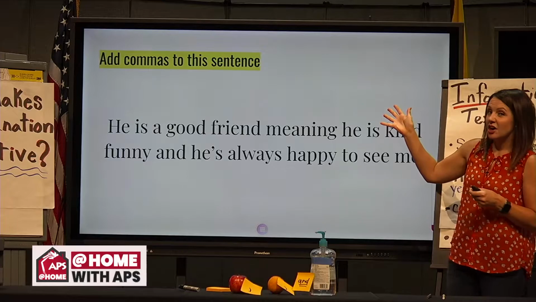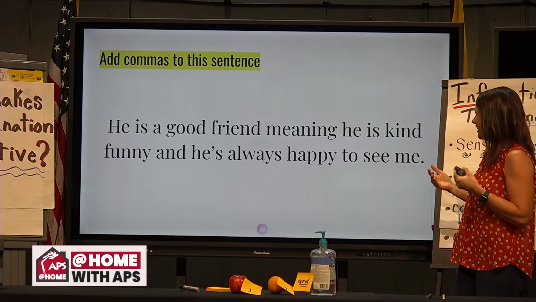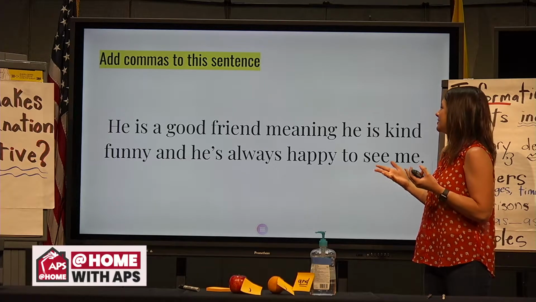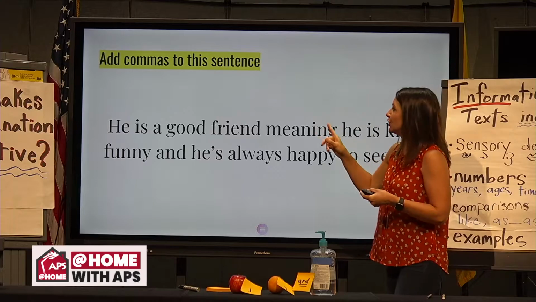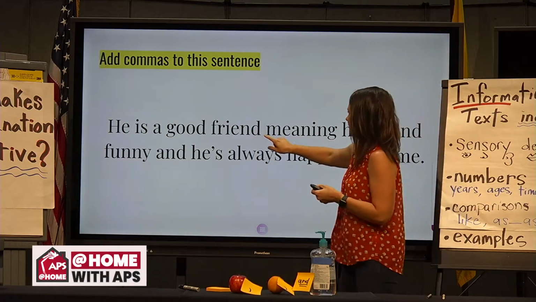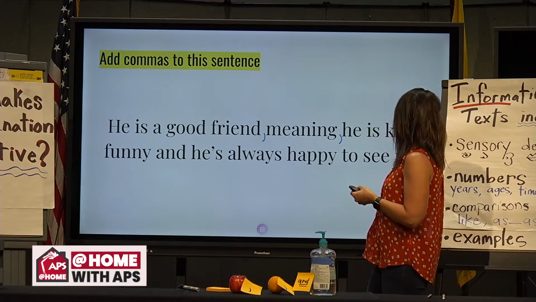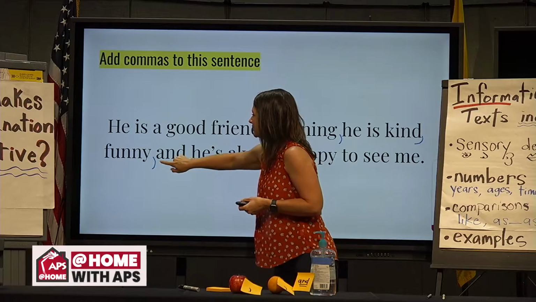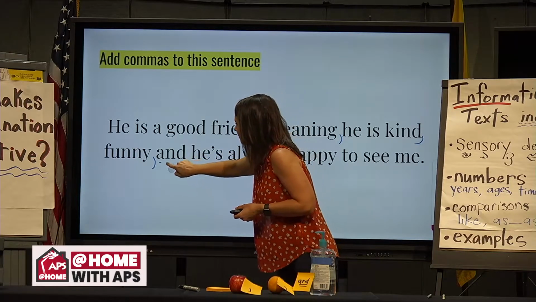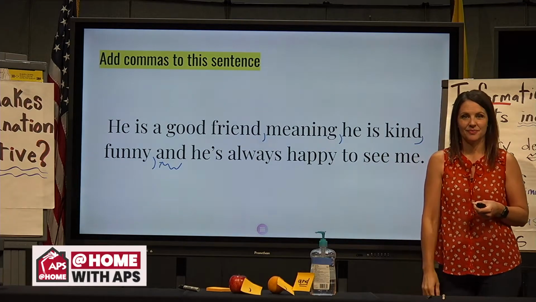Now we need to add commas to this sentence. He is a good friend, meaning he is kind, funny, and he's always happy to see me. He is a good friend, meaning he is kind, comma, funny, comma, and he's always happy to see me.